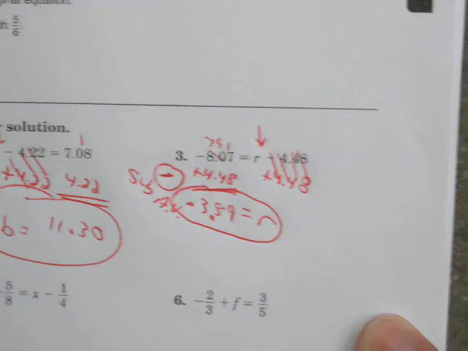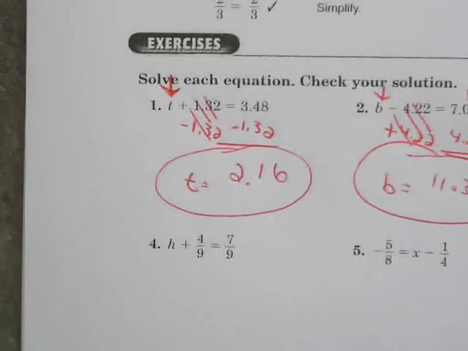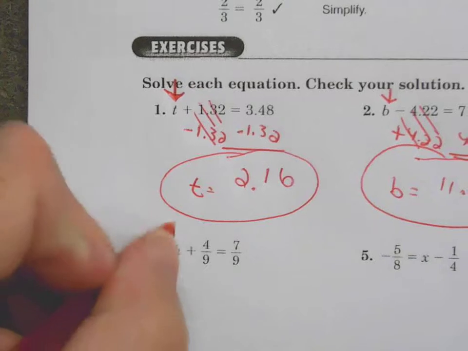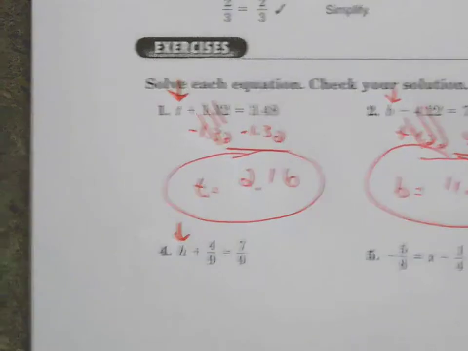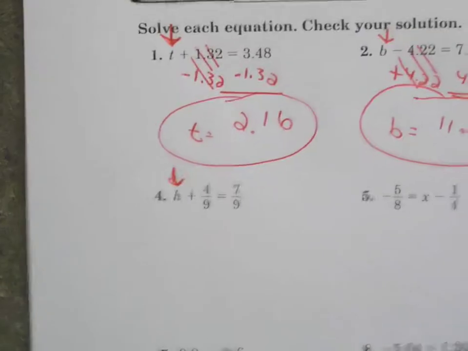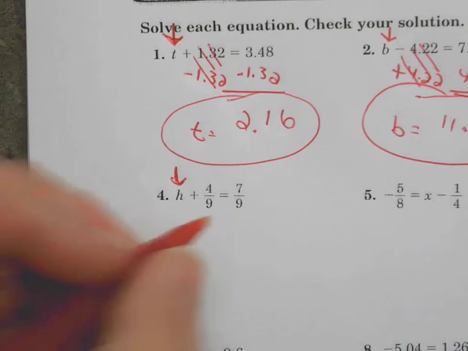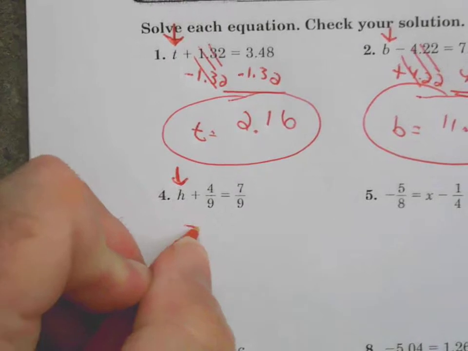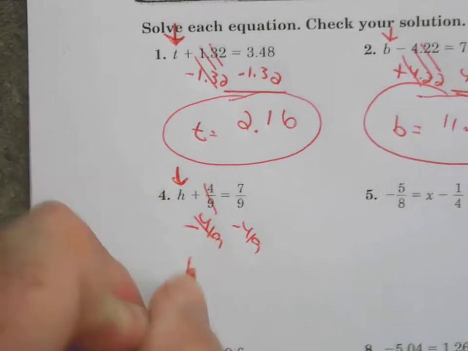I'm going to sneak one more in because I'm at 3.5 minutes. Now, question number 4. Who can raise their hand and tell me, what do I do to get rid of a plus 4/9? Don't overthink it. This one's still easy. The next few are going to get way harder. Josh, what do I do to get rid of a plus 4/9? Minus 4/9. Cancel, cancel.